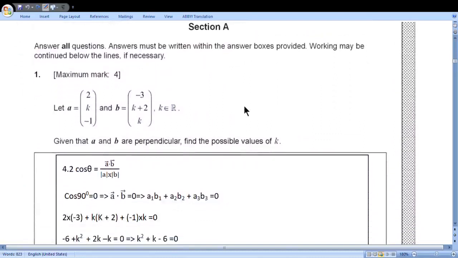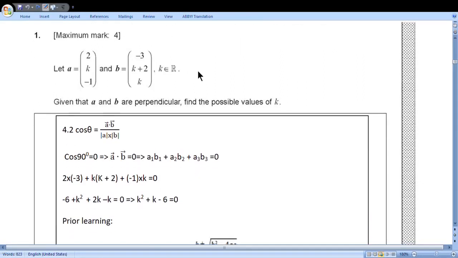Section A. Answer all questions. Answers must be written within the answer boxes provided. Working may be continued below the lines if necessary. Let a be this vector, b is this vector, k is real. Given that a and b are perpendicular, find the possible values of k.